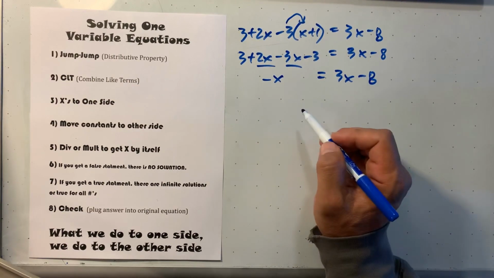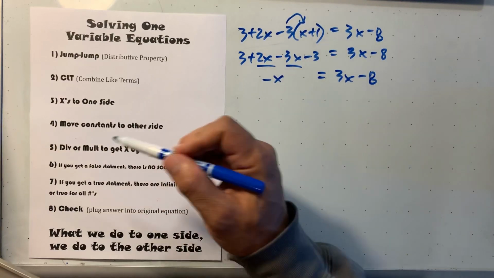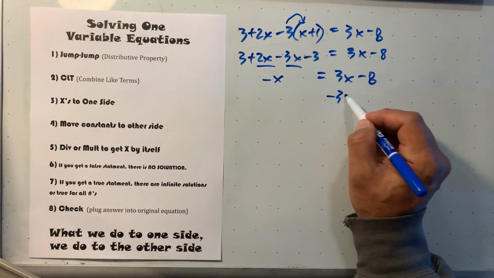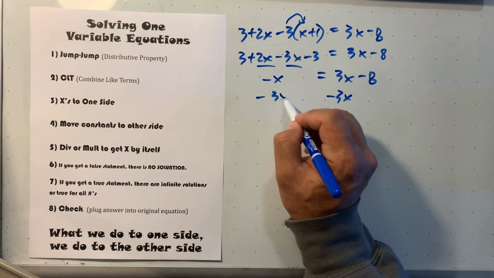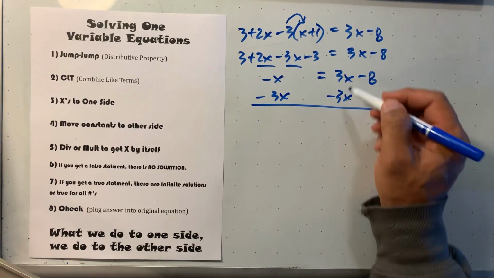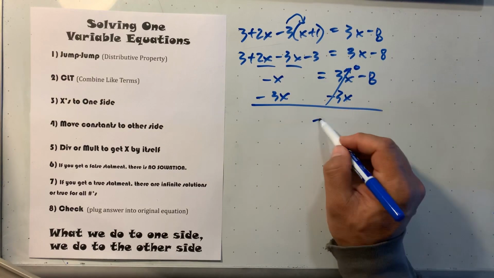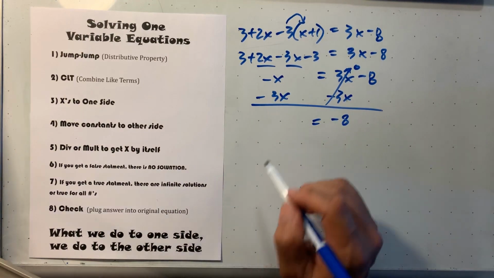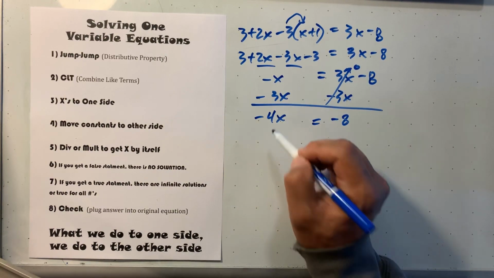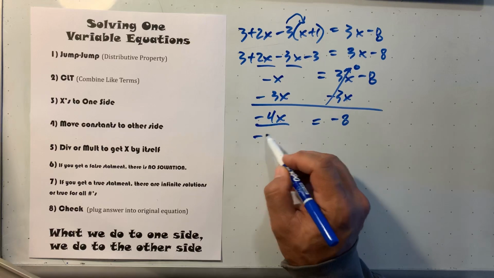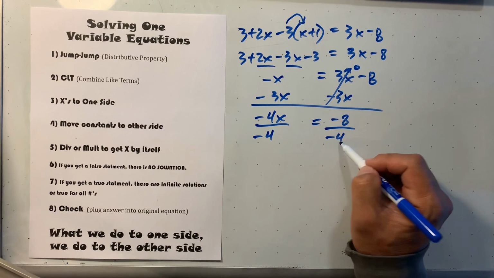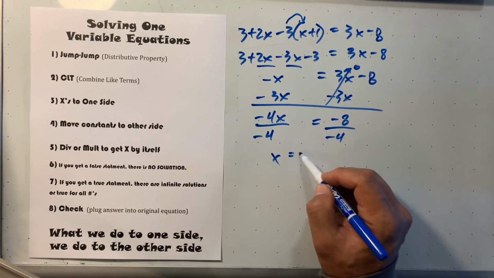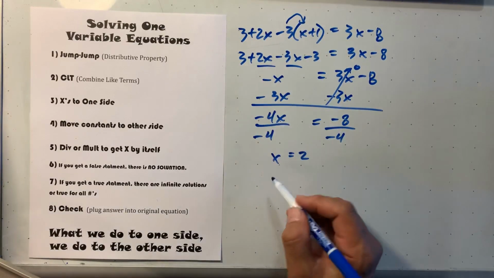I have x's on both sides still, so I'm going to try and get them on one side. I'll do that by subtracting 3x from both sides. And then this will go away. I'll be left with minus 8 there. And here's minus 4x. I'll divide by the leading coefficient, which is negative 4. So x equals 2. Plug back into the original.